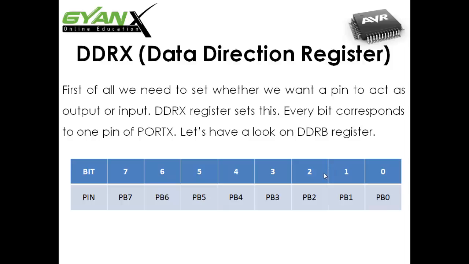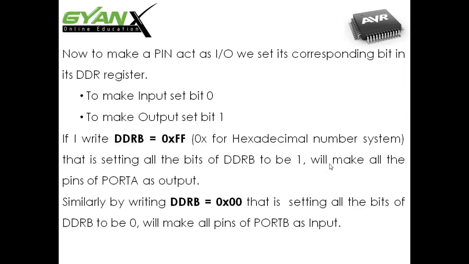Now to make a pin act as input or output, we set its corresponding bit in its DDR register. To make a pin an input, set the bit to 0. To make it an output, set the bit to 1. So when you set the bit as 0 it behaves like an input, and when you set the bit to 1 it behaves like an output. For example, DDRB is equal to 0x00.